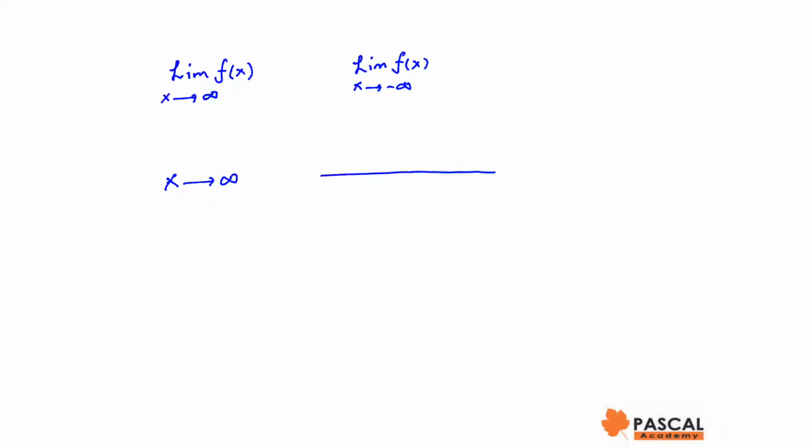In this lesson, we are going to find limit of a function as x approaches either positive or negative infinity. When we say x approaches infinity, that means x is getting bigger and bigger to the right side.